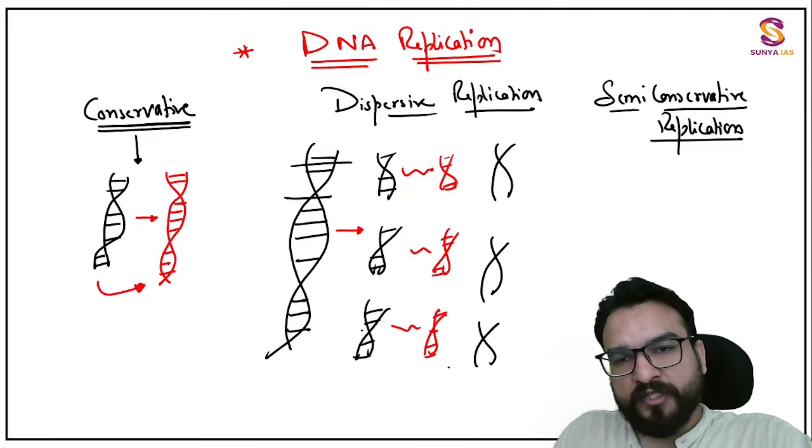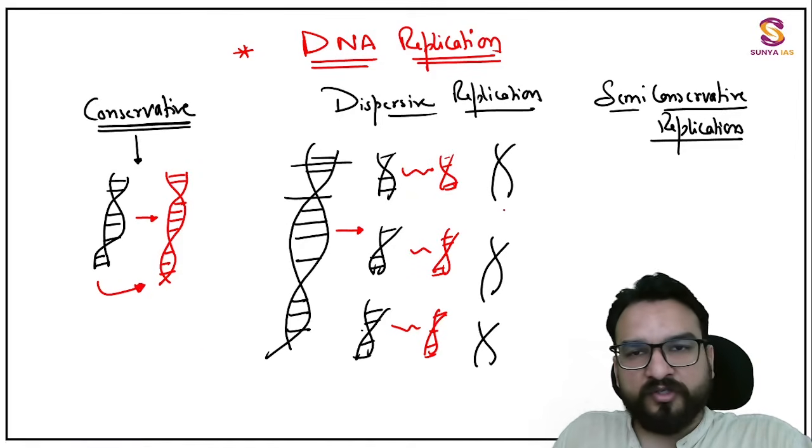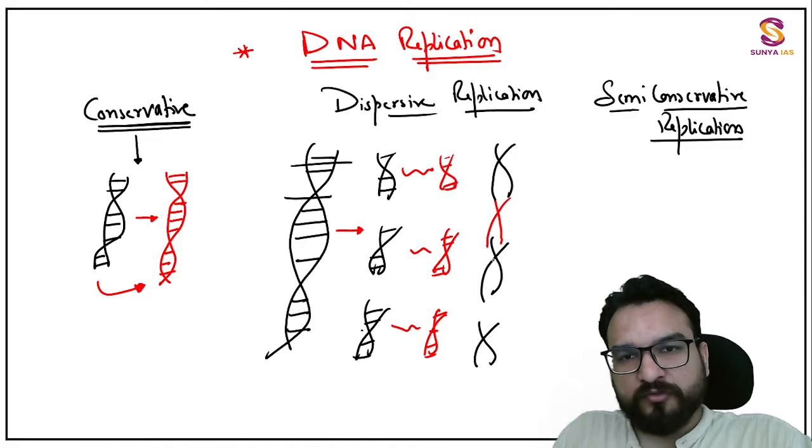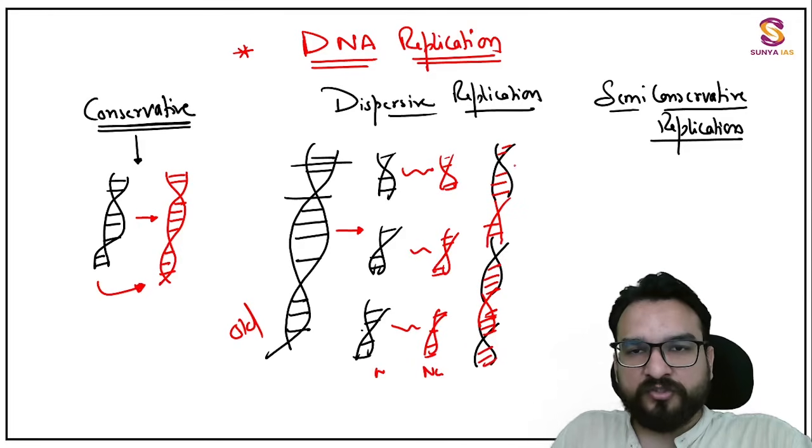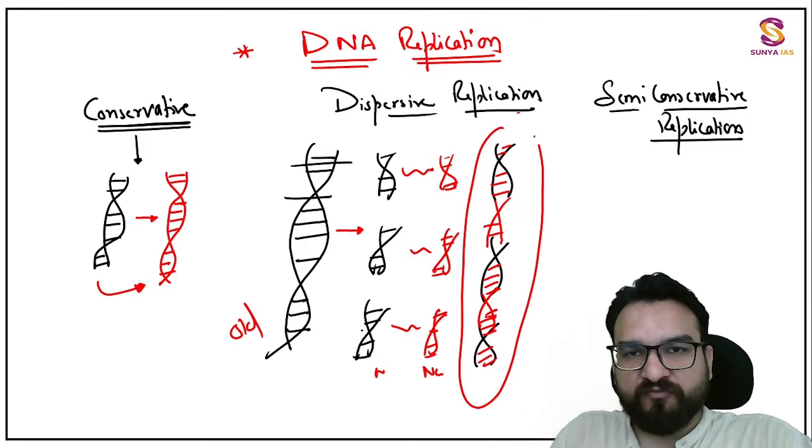And how will it be joining? It will have fragments of this particular part and this part also. That means the replicated one and the new one and the old one. This we can call the old, and this the new one over here. So this is the combined DNA which they have formed over here.